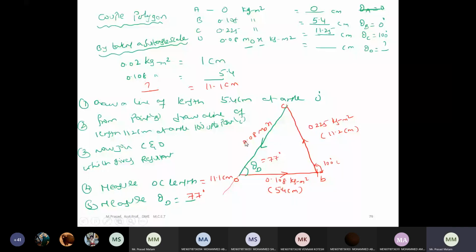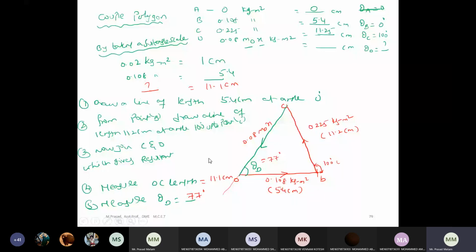This value is 0.08 md into x. Got it? This kg meter square I know in terms of centimeters. This 0.25 kg meter square I will know in terms of centimeters. Here if I come here, do I know all the values? 0.08 is only known. I don't know the md and x value. These two are unknown. But I know this length, and I am trying to find out these two values with this angle. This is how I have drawn the couple polygon.